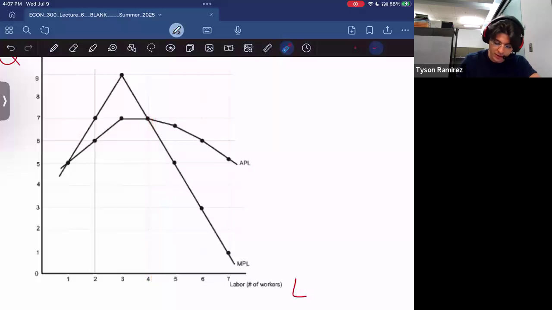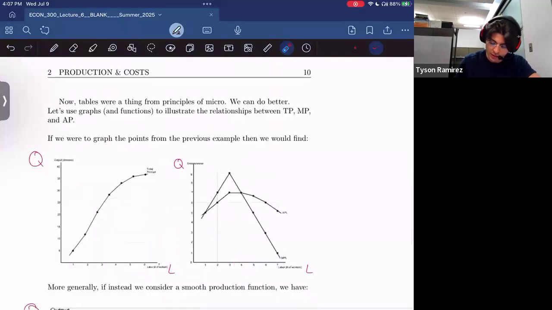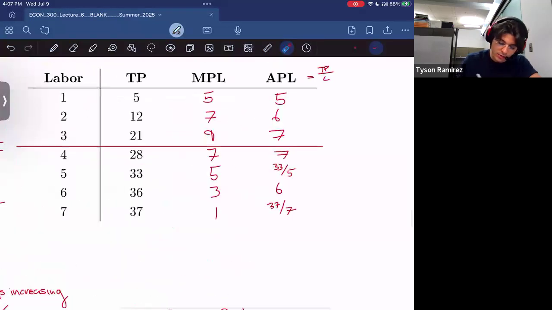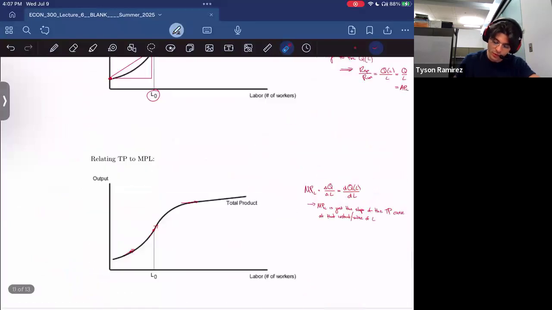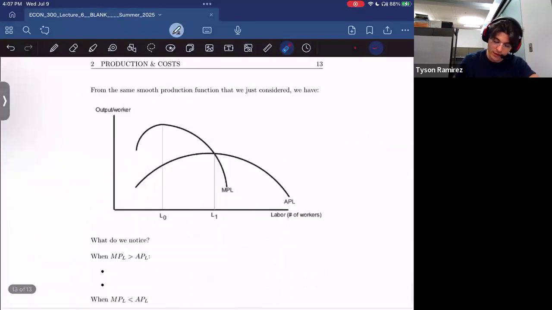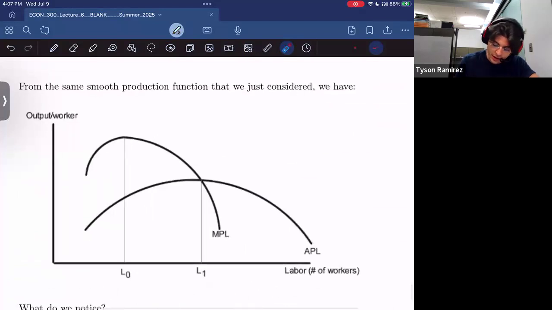To be clear, let's look. Remember, this is 4. So they cross at 4 from our table. We see that at 4, average product of labor is 7. And since we're using discrete things, we get this tie. But if we're using smooth functions, as I have here, we see that the maximum of the average product function occurs at the point at which they cross.